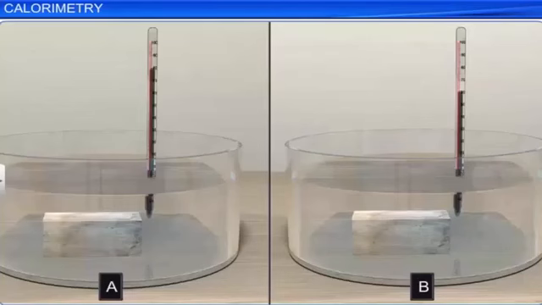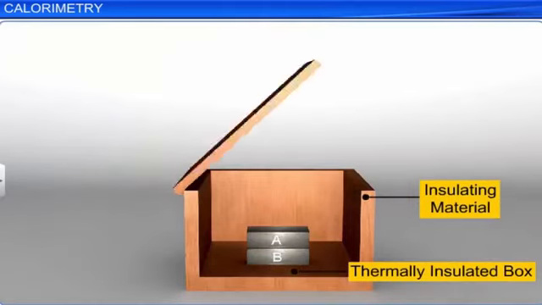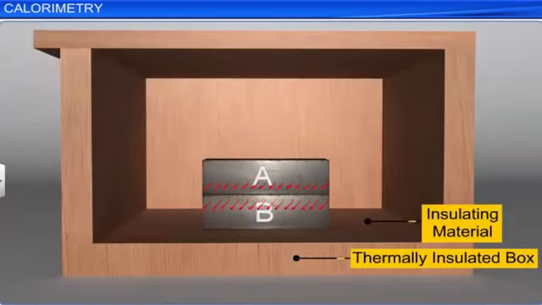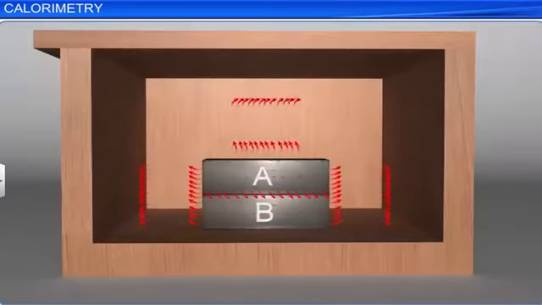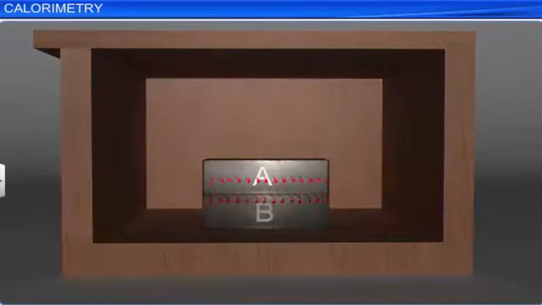Let's take 2 iron rods, A and B, at 2 different temperatures, and place them in a thermally insulated box and make sure they are in contact with each other. We know that heat energy flows from a hot body to a cold body. Since they are in a thermally insulated box, no heat escapes to the surroundings. Heat energy emitted by the hot body must be completely absorbed by the cold body.